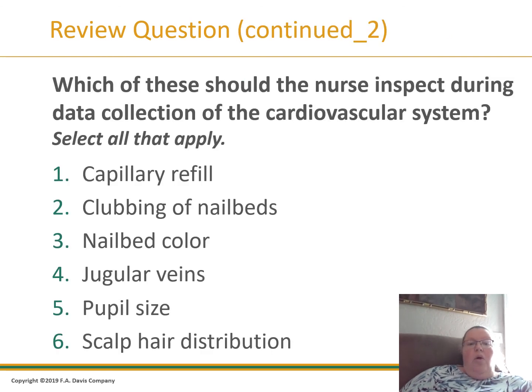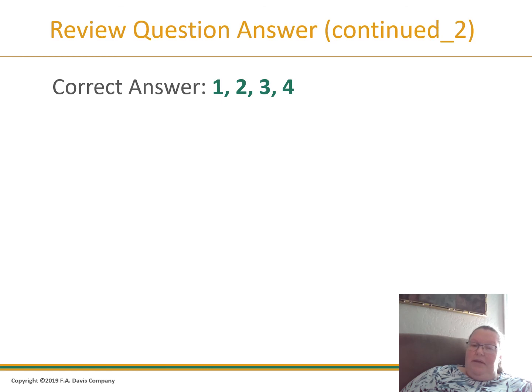Okay. Which of these should the nurse inspect during data collection of the cardiovascular system? Select all that apply. So capillary refill, yes. Clubbing of the nail beds, yes. Nail bed color, yes. Jugular veins, yes. Pupil size, doesn't apply. Scalp and hair distribution, yes and no. I mean, hair doesn't grow with poor circulation, so I don't know about number 6. So let's see. Nope, doesn't apply on this question. 1, 2, 3, and 4.